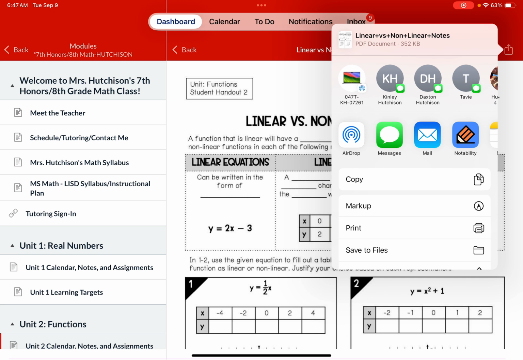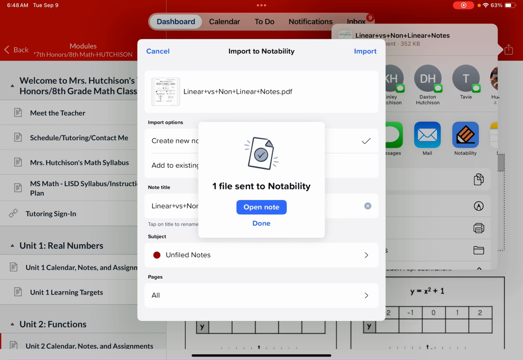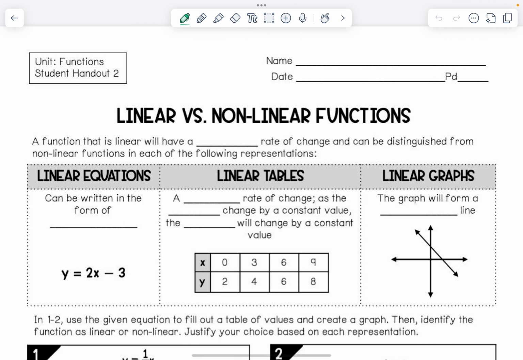Okay, so I'm going to do Notability. If you're still using Canvas to take your notes in, you're going to lose like half of them. Please make sure that you are using, was it Noteful, I think that you guys have? That's really good. Okay, so linear versus nonlinear.